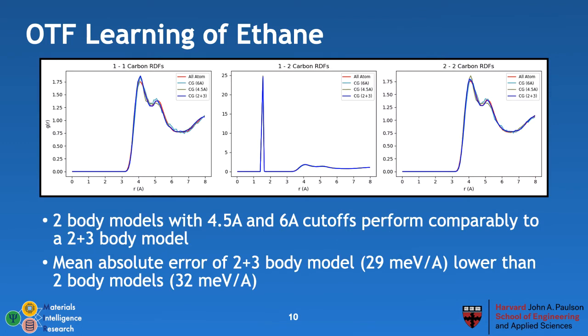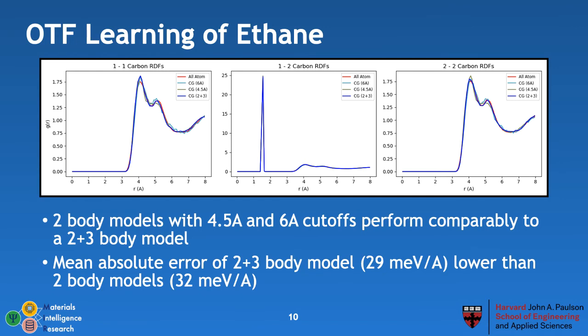Similarly, we can look at the performance on our ethane system. In this case, we consider two different two-body models, one with a 4.5 angstrom cutoff and the other with a 6 angstrom cutoff. While the model with the smaller cutoff is unable to capture the second coordination peak, the one with the larger cutoff is. On the other hand, the 2 plus 3 body model, which has small 4.5 angstrom cutoffs for both the 2 and 3 body terms, is able to capture this structure without the need for larger cutoffs.